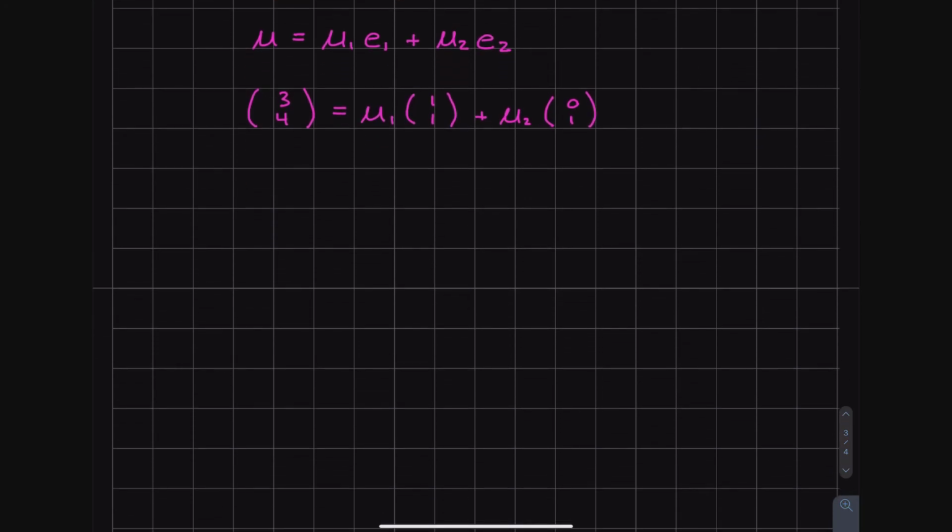So what we can do, just like before, is expand this out to get two equations. What we have in the first equation, looking at the terms on top, is 3 is equal to u1 times 1 plus u2 times 0. I'm going to put this as equation 1. And then equation 2, we have 4 is equal to u1 times 1 plus u2 times 1. I'm going to call this equation 2.